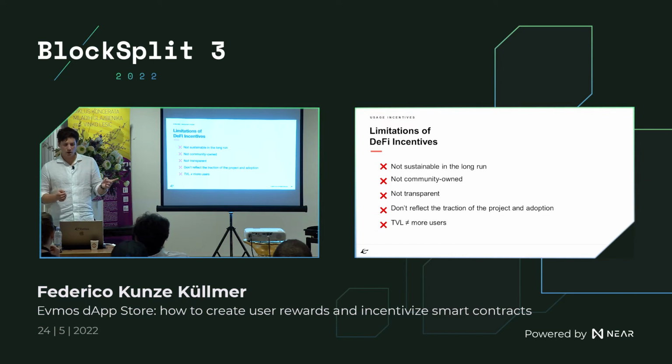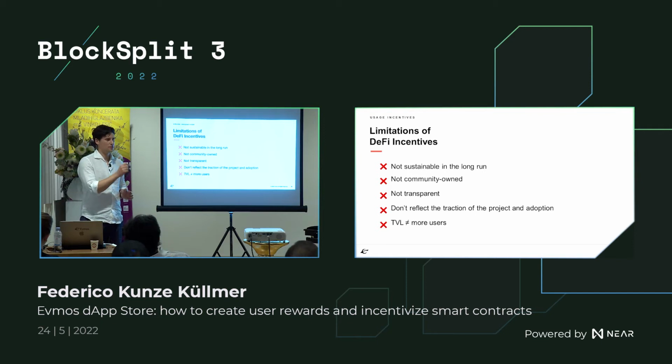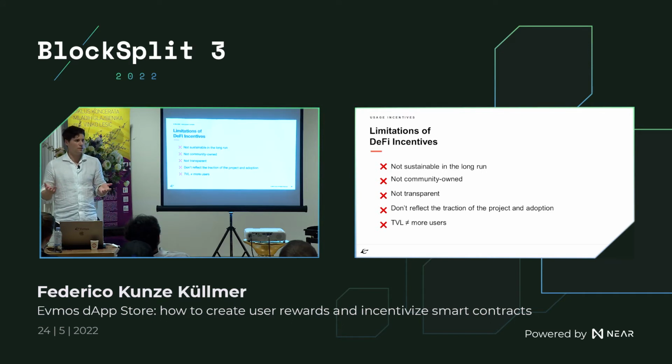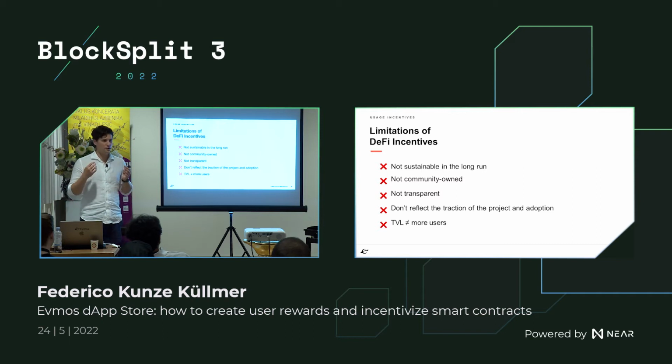They're usually a one-off, run for a fixed period of time, and then they're gone. They're not community-owned because there's only a single foundation cherry-picking all the applications that you want to incentivize. For example, I'm going to incentivize Aave, but I'm not going to incentivize a new really cool application that is deploying in the ecosystem, but no one knows about it. So it's not fully transparent.